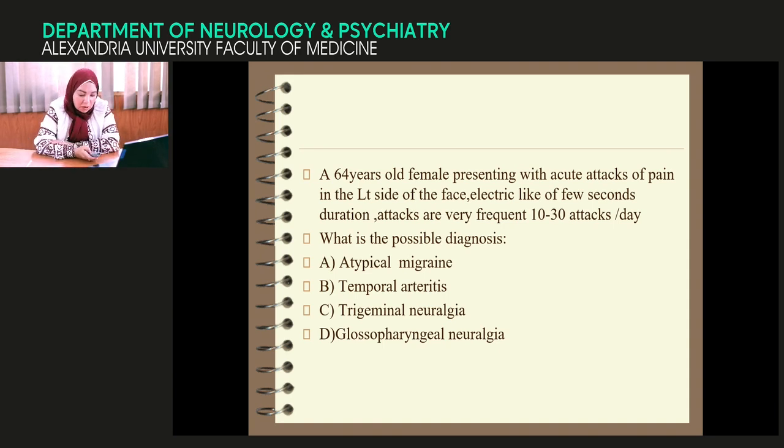We will ask a question about what we said already in the lecture. A 64-year-old female presenting with acute attacks of pain in the left side of the face, electric-like, of few seconds duration. Attacks are very frequent, 10 to 30 attacks per day. What is the possible diagnosis? Atypical migraine, temporal arteritis, trigeminal neuralgia, glossopharyngeal neuralgia. You will answer in your own time.